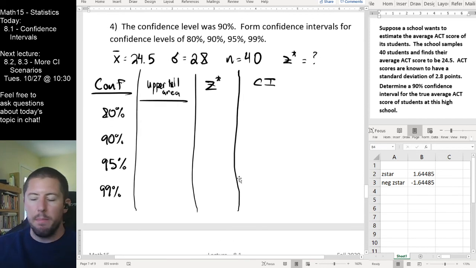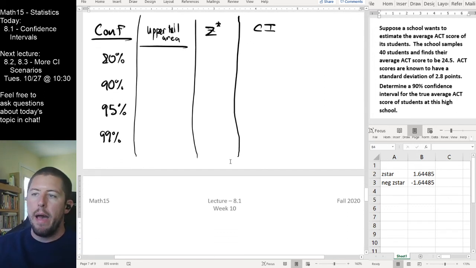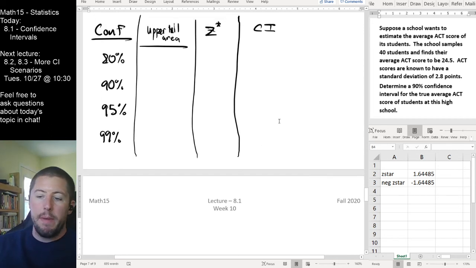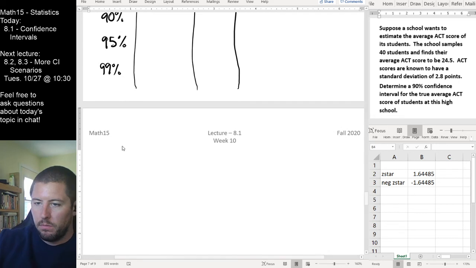So I'm going to draw some pictures to help us out with this, since this is kind of one of our weirder things right here, right? That's not too bad. We just got to be confident with what we're doing here. So I'm going to draw my picture right now for our 80% confidence interval.